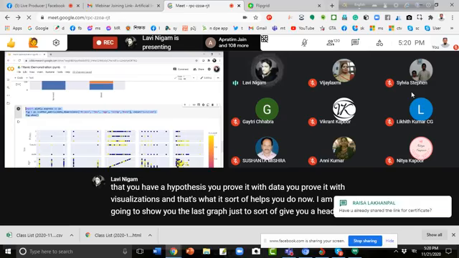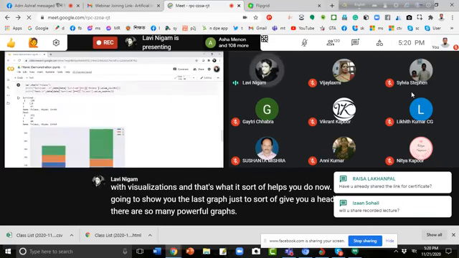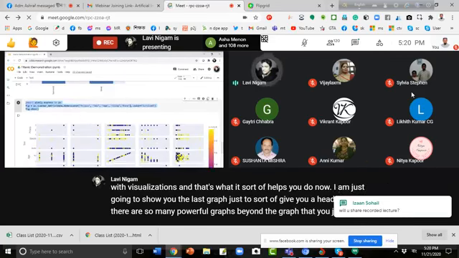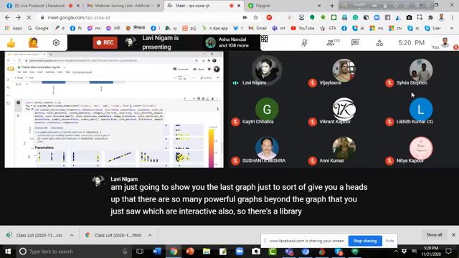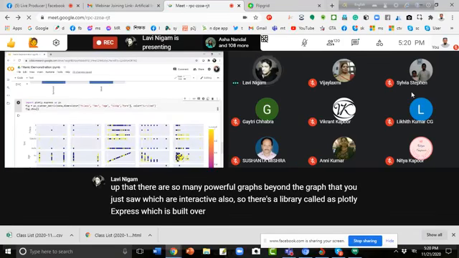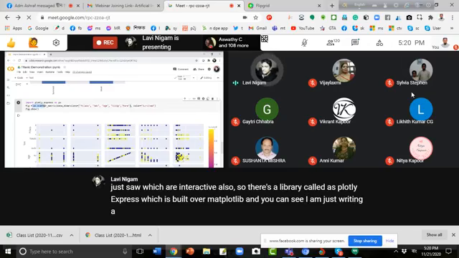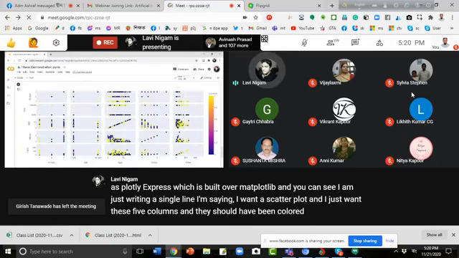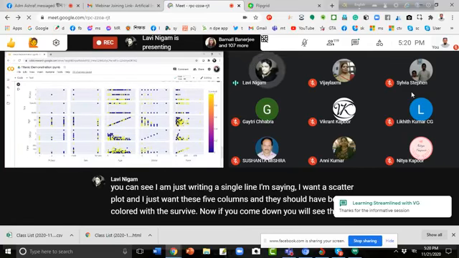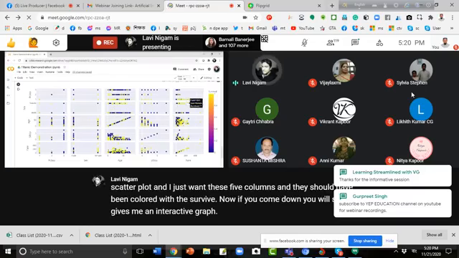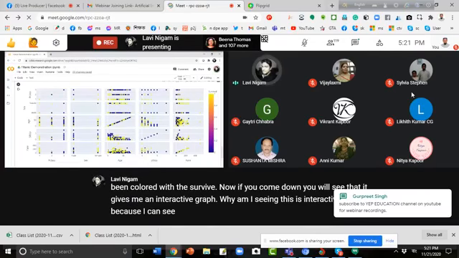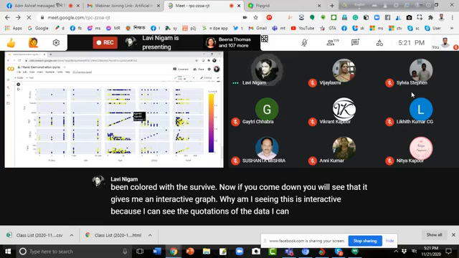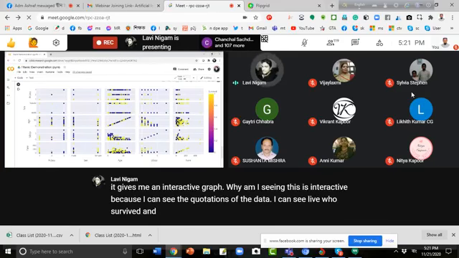Now, I'm going to show you the last graph just to give you a heads up that there are so many powerful graphs beyond the graph that you just saw, which are interactive also. There's a library called Plotly Express, which is built over Matplotlib. And you can see I'm just writing a single line. I'm saying I want a scatter plot, and I just want these 5 columns, and they should be colored with the survived. Now, if you come down, you will see that it gives me an interactive graph. Why am I saying this is interactive? Because I can see the quotations of the data. I can see live who survived and who didn't, like what section of data survived and what section of data didn't survive.